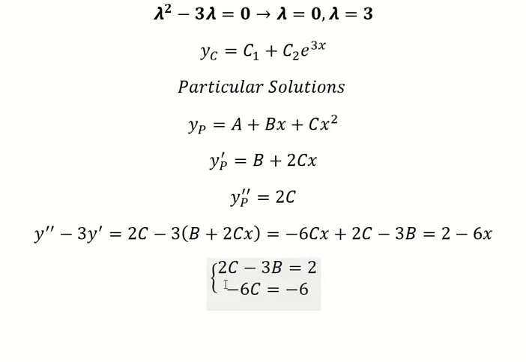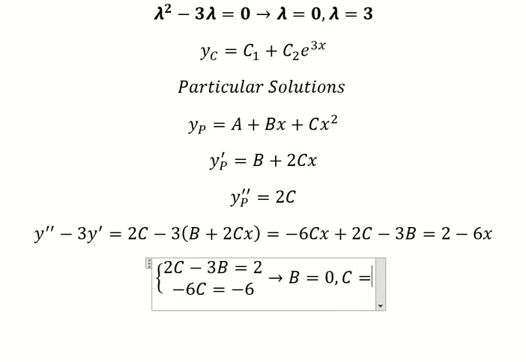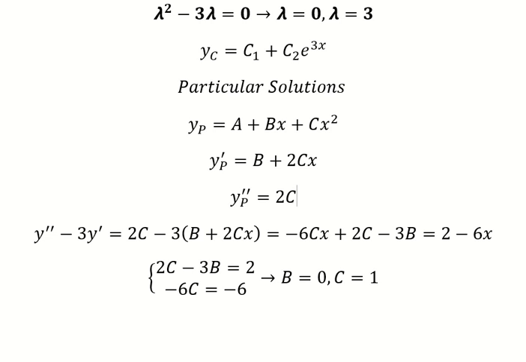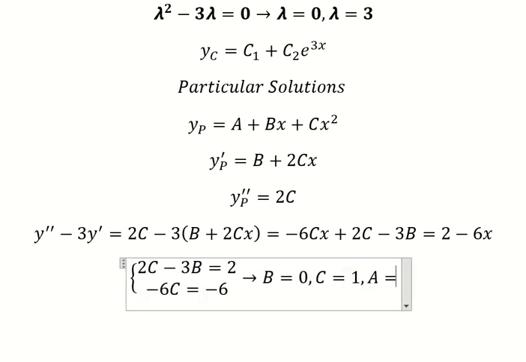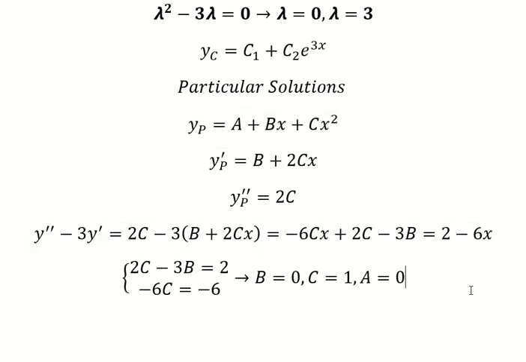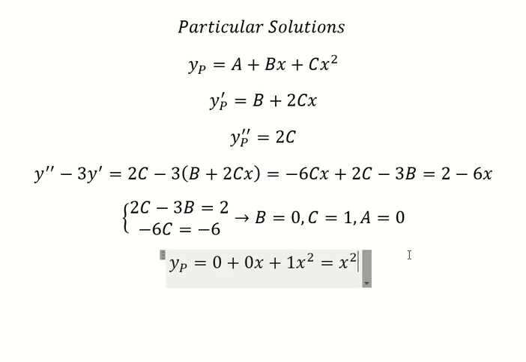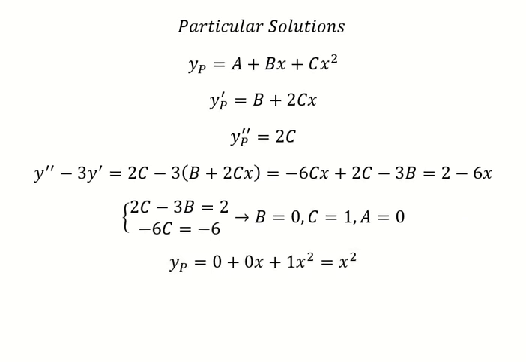And now we need to find the solutions of C and B. So B equals to number 0, C equals to number 1. Because we don't have a, so we can put a equals to number 0 in here. So this one we put number 0, 0 and number 1. And now we have the final answer.